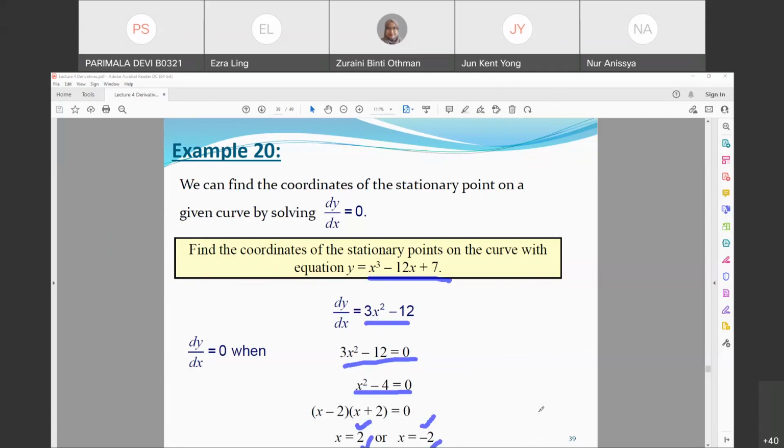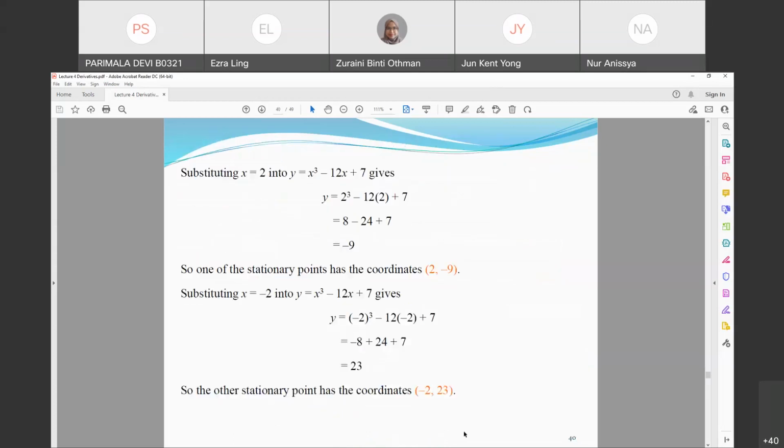And your task now is to determine dua ni positif, maksimum ke minimum ke turning point. Yang ini pun sama. Maksimum ke minimum ke turning point. Okay, then next step is, okay.